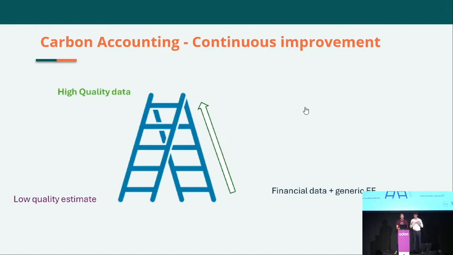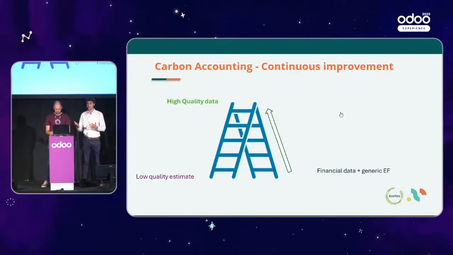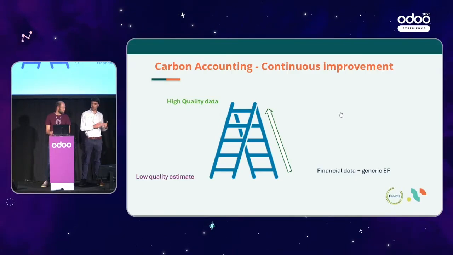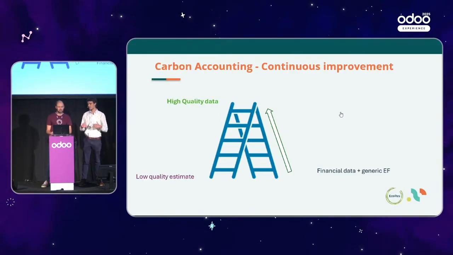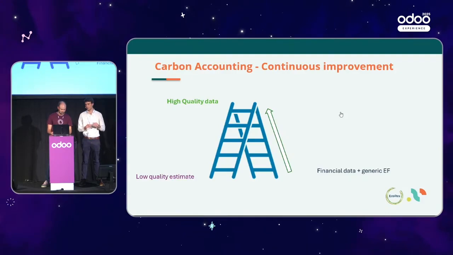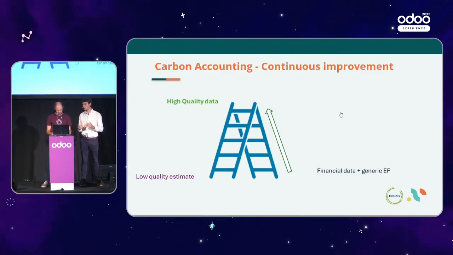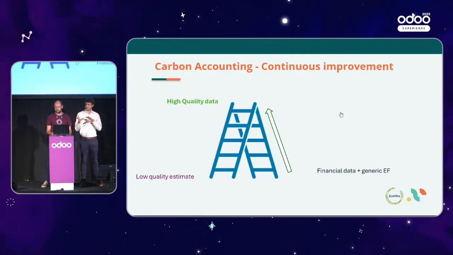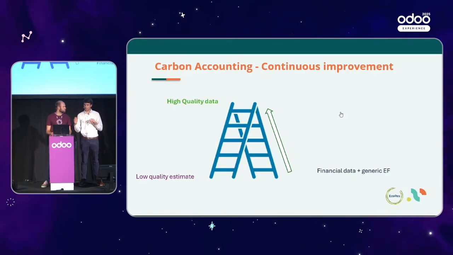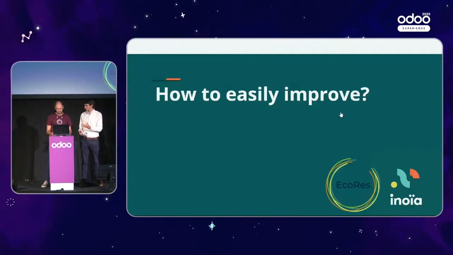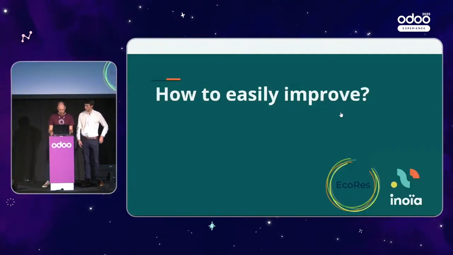And to do that, we try to increase the quality of the data we're using. So we move from what I call the low estimates, which are just this generic account number, into higher quality data. The first step to do that is switching from financial data with generic emission factor to specific emission factor. Can you show us how to do that and what it means?